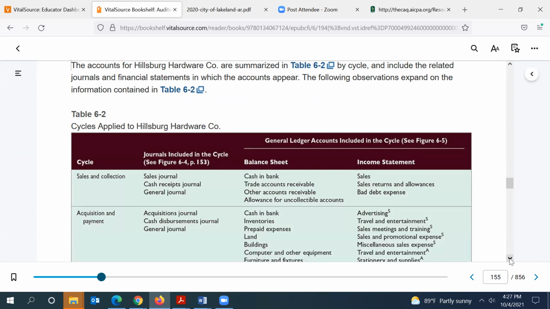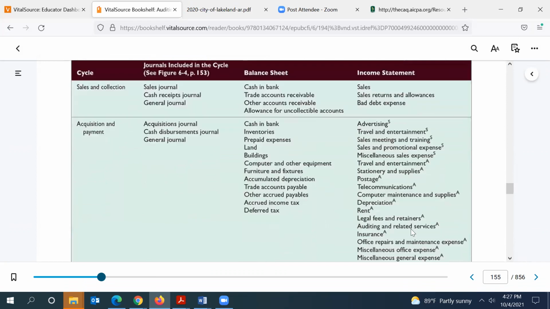Cycles, and we'll study some of these in the second auditing course, like the sales and collections cycle. In that, we would audit all the interrelated accounts simultaneously, like sales revenue, accounts receivable, and so on. Then the acquisition payment cycle, acquisition or purchases. In that case, we would audit inventory, accounts payable, and cash disbursements all at the same time. That's all I wanted to show you from this. I won't test you on it.